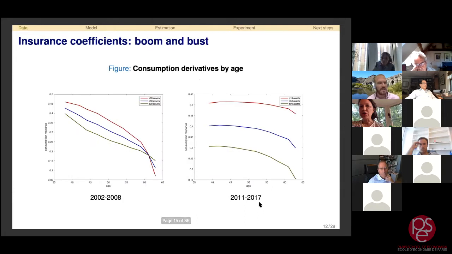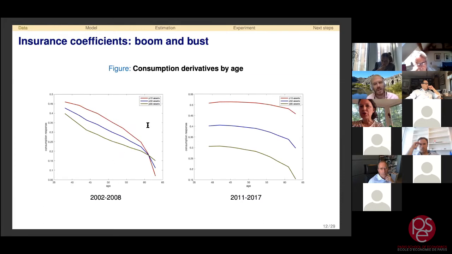So these are the main results we're getting out of this. Again, we have pre-crisis, or the expansion phase of the cycle, on the left, and the bust phase of the cycle on the right. Two main takeaways here. I'm plotting for each age on the x-axis the derivative of this consumption function for the 3rd percentile, the 10th percentile, the median, and the 90th percentile of the liquid asset distribution.